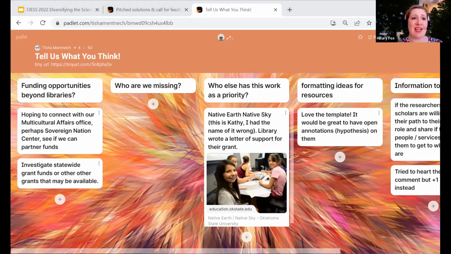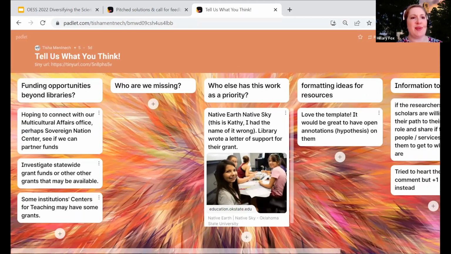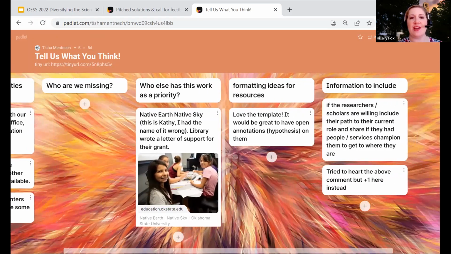We're already getting some fantastic suggestions on this, like reaching out to different multicultural affairs offices. I could certainly see that being really beneficial to us. Reaching out to other schools that people have recommended, perhaps with OK State, like people have listed on the screen so far, to see what additional work they're doing, for example, in addition to Native Earth and Native Sky. Looking at statewide grant funds, yes, I think there'd be a ton for education, and depending on the state, lots of other opportunities. Or centers for teaching, yes, all great ideas.